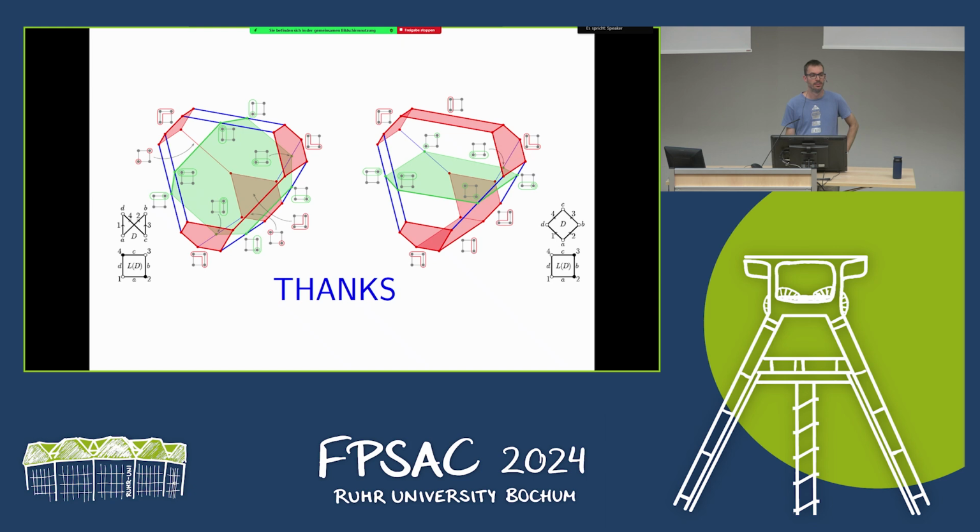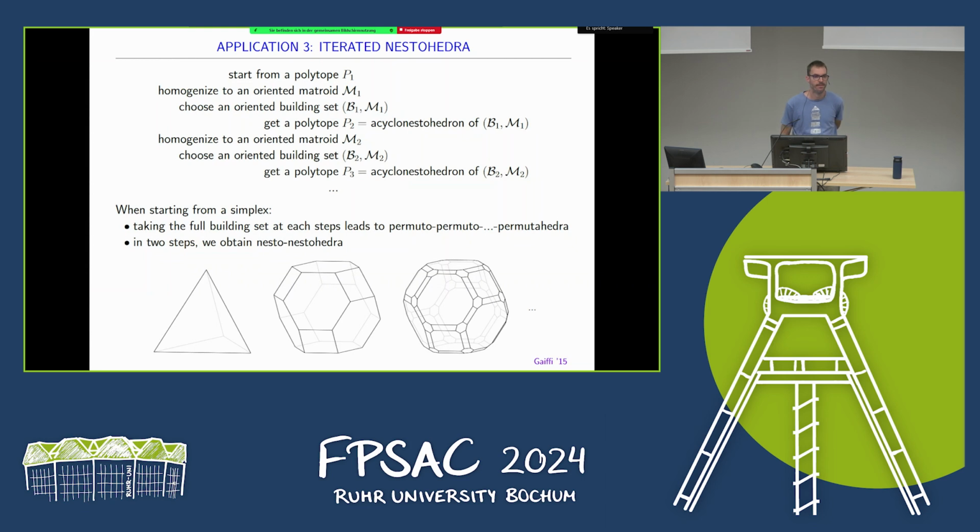Thank you for the talk. In the previous example, just on the previous slides, the iterated nestohedra, am I correct that each polytope that you obtain is obtained by cutting some faces of the previous one? Yes. And is it always the case, whatever building set that you take, that in that process you choose one building set B_i, and then P_{i+1} will be a cut of P_i?